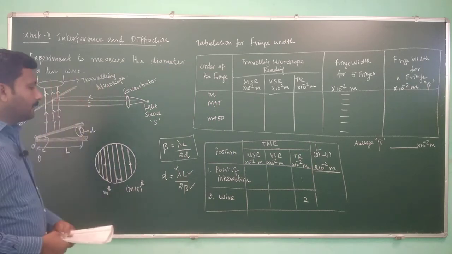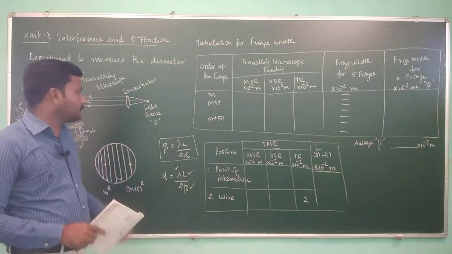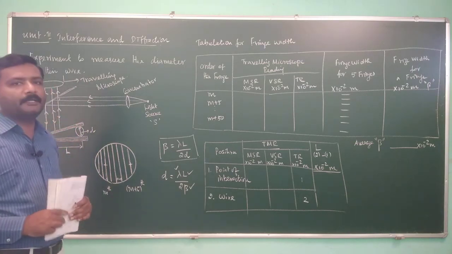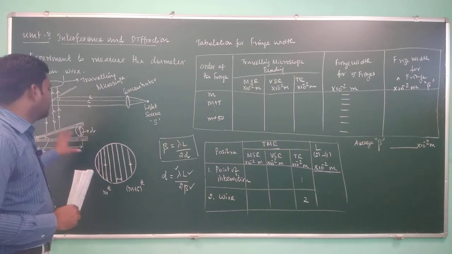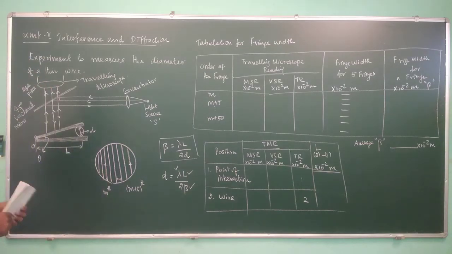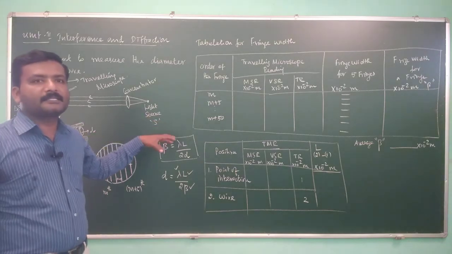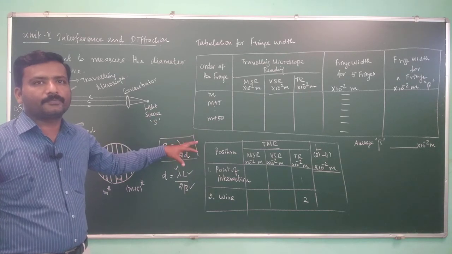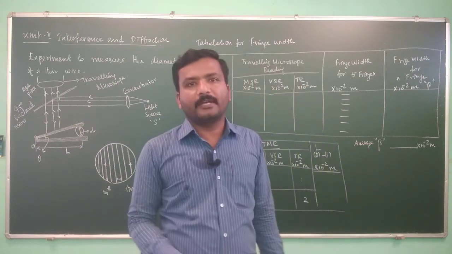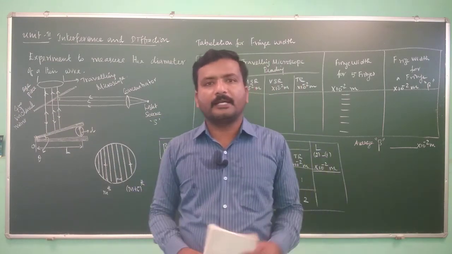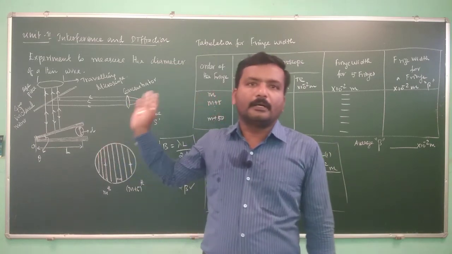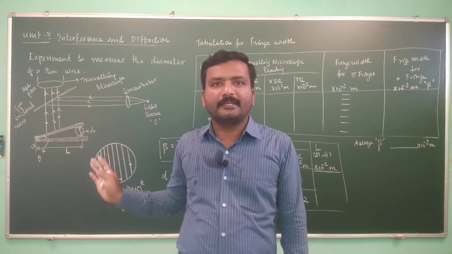Substituting beta, L and lambda and doing the calculations, we will find the diameter of the given wire. So it's a simple experiment to calculate the unknown diameter of the given wire. This experiment works with the concept of interference patterns created by the air wedge. In today's lecture, we have discussed the concept of air wedge and the expression for the calculation of fringe width. Using that, we have described an experiment to calculate the unknown diameter of a given thin wire.